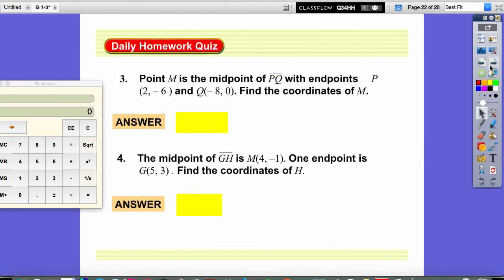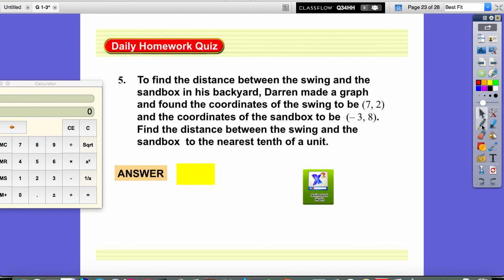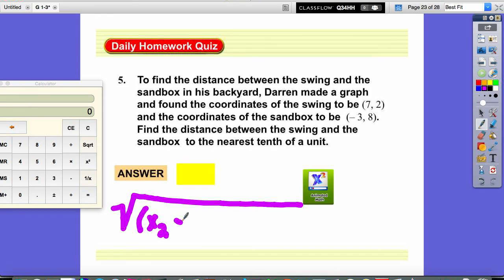And our last problem here on the daily homework quiz is a word problem. Darren wants to find the distance between a swing and a sandbox. He doesn't just have a ruler, so he makes a graph and found the coordinates of the swing to be 7, 2, and the coordinates of the sandbox to be -3, 8. x2 minus x1, quantity squared, plus y2 minus y1, quantity squared. So I'm going to write this over here.